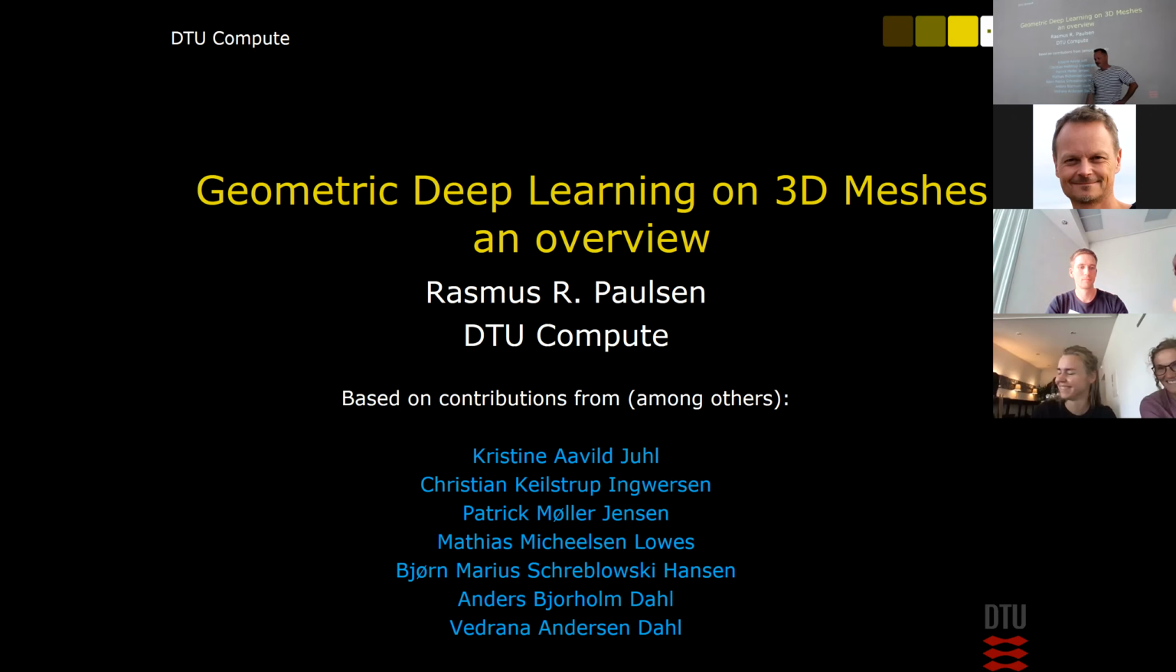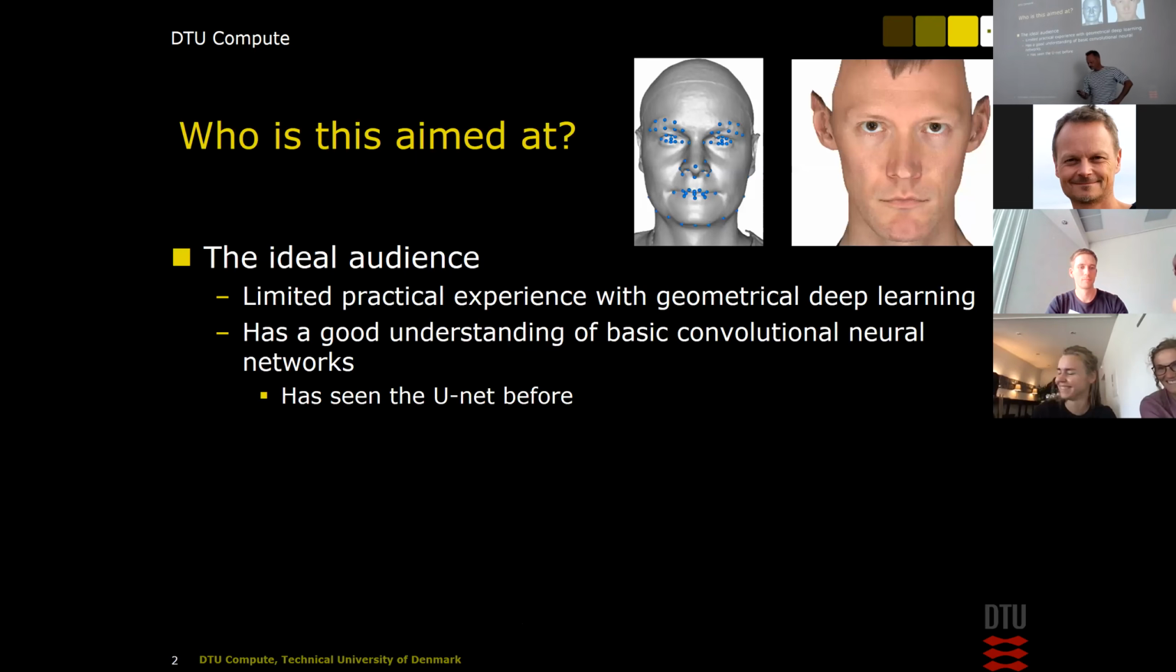But without further ado, I'll start here. So I'm an engineer by heart, so I made a requirement specification of the audience I want. This is what I want you as an audience. So what's the ideal audience for me? People who have limited practical experience with geometric deep learning, that still have a good understanding of basic convolutional networks and probably have seen the U-Net before.